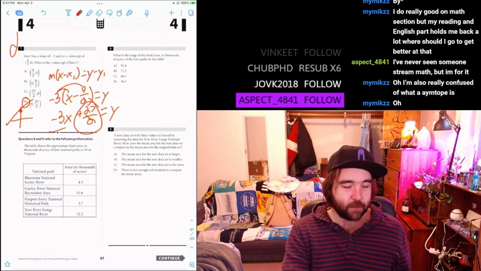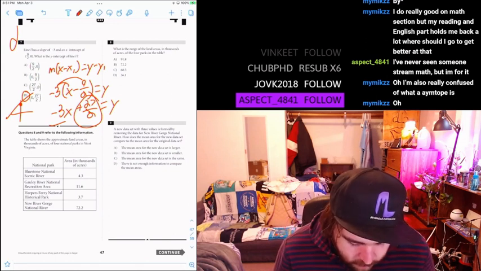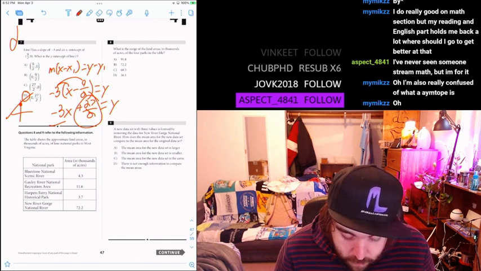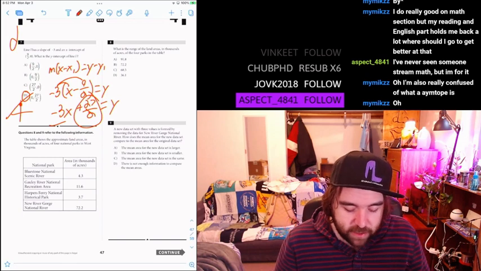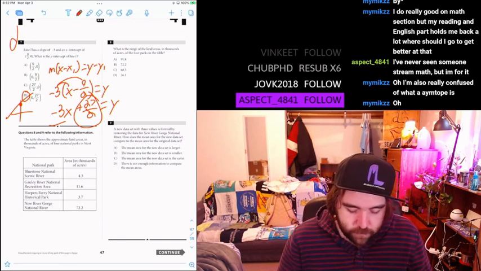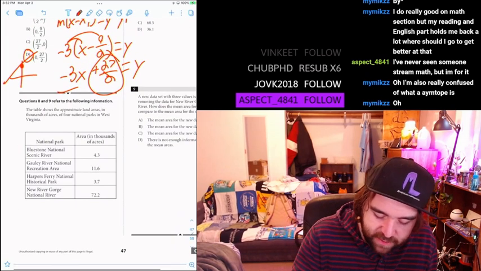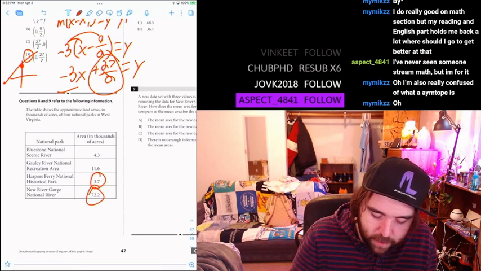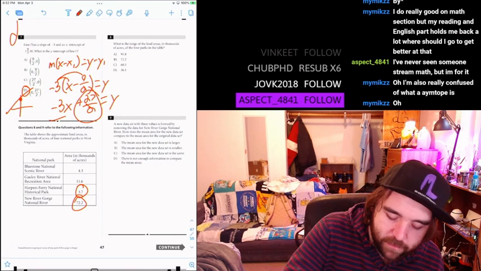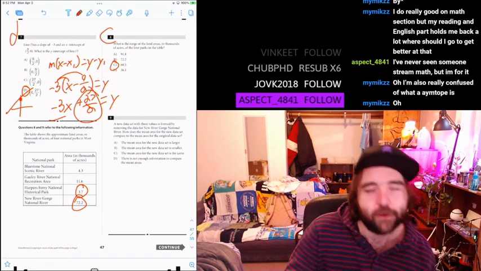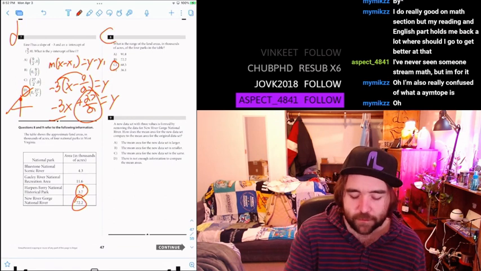All right. Next. The table below shows approximate land areas in thousands of acres for 4 national parks in West Virginia. What is the range of the land areas? So range is biggest minus smallest. It's like the distance they cover, the range they cover. So it's that minus that. What's that? 68.5? Yeah. You can use a calculator for that if you wanted.